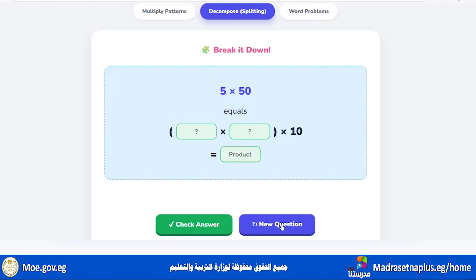Yes. New one. 5 times 50. Split 50 into 5 and 10. So 5 times 5 times 10. 5 times 5 will be 25. 25 tens will be 250.